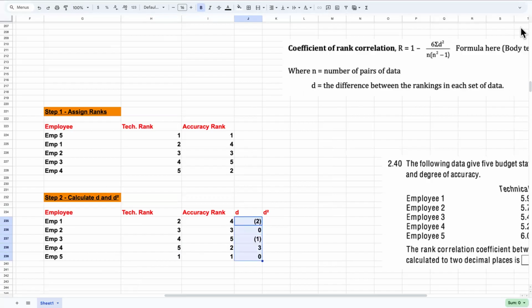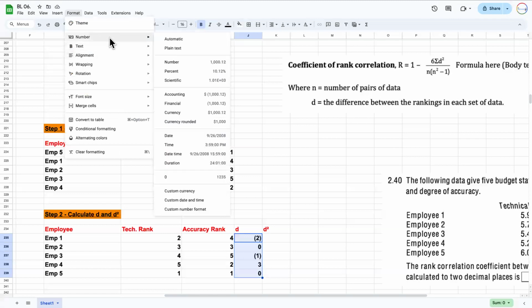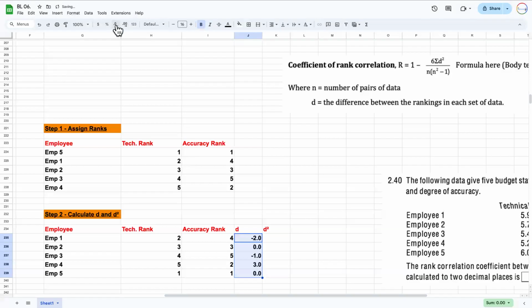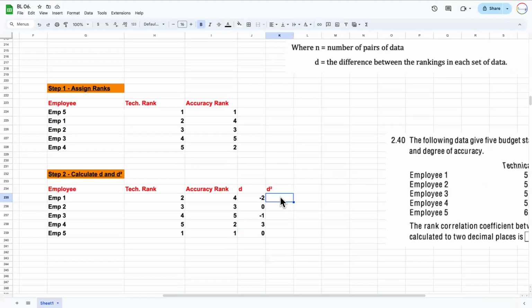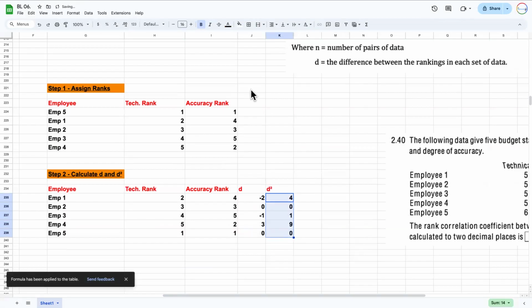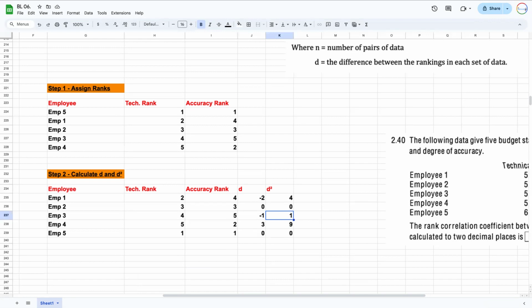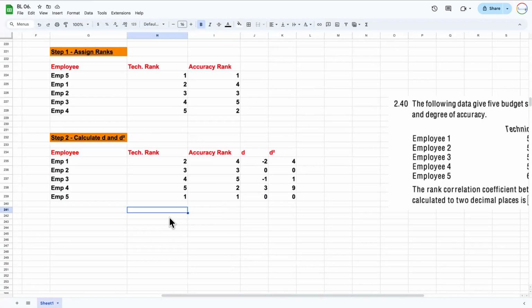So let's take this bracket method, so it will make more sense for you. I'll change the format as plain text. So this is the data actually. Now the D squared means the square of these numbers. It means minus 2 times minus 2. So we will have these numbers: 4, 0, 1, 9, 0, because minus 1 times minus 1 gives a plus 1. You know the basic maths, I hope so.